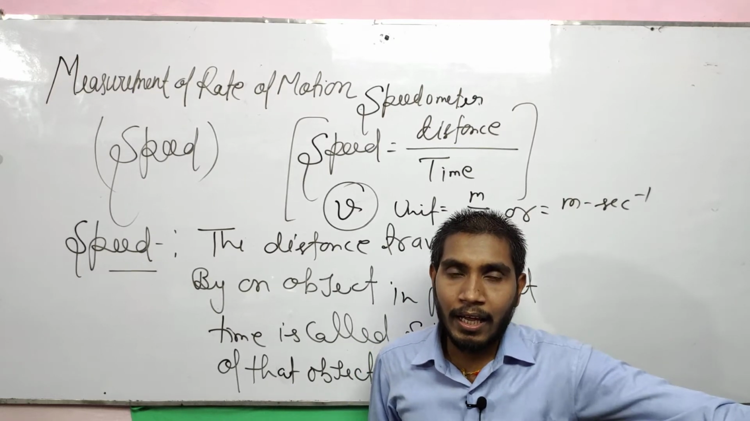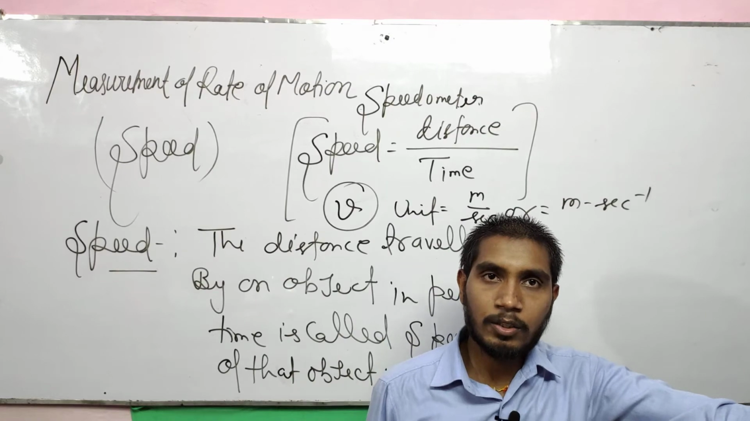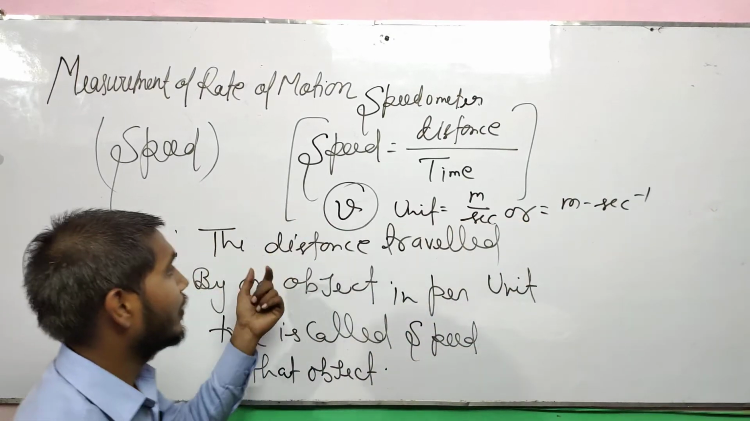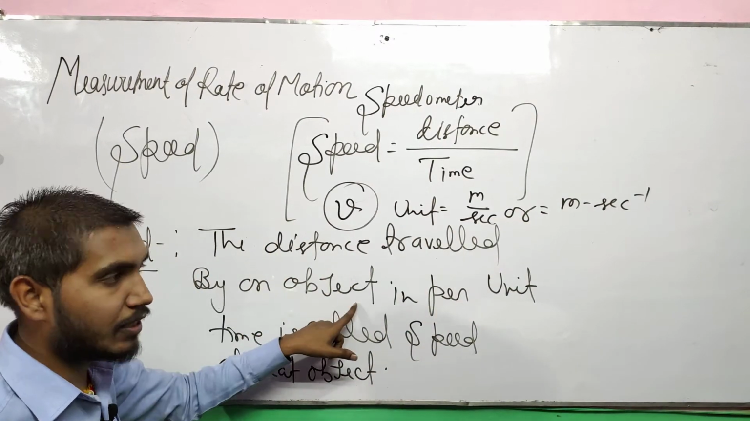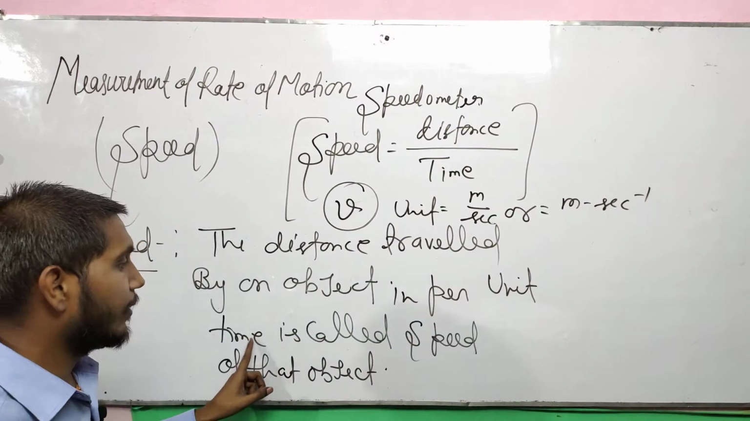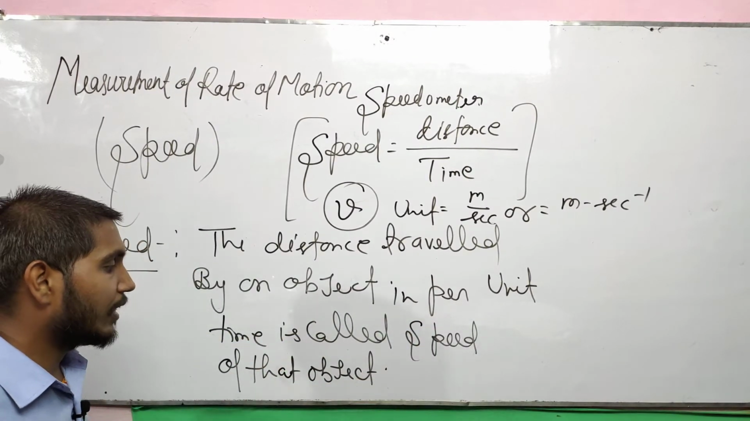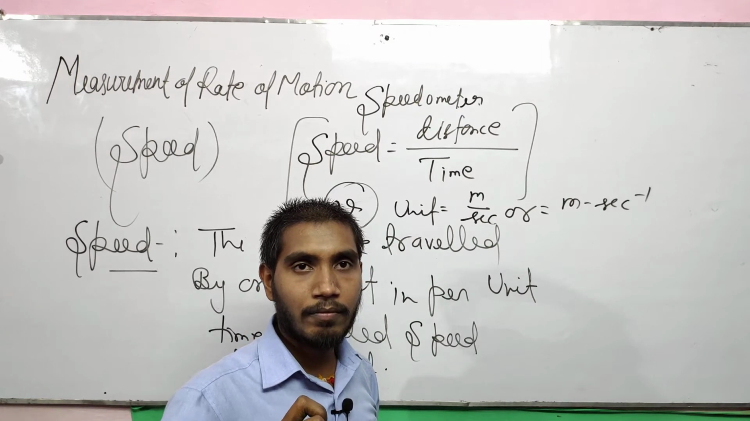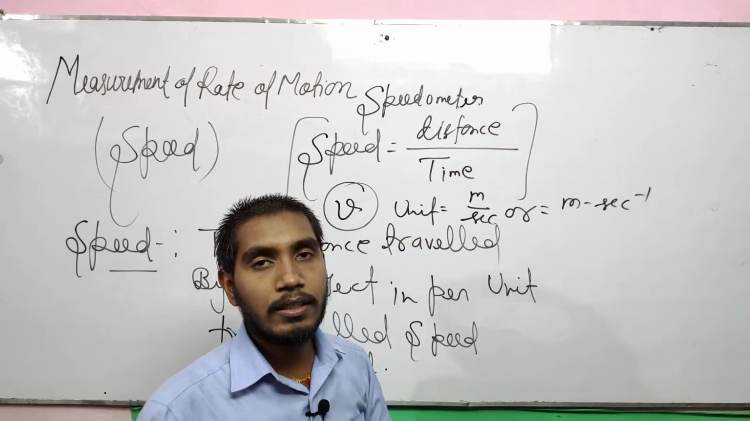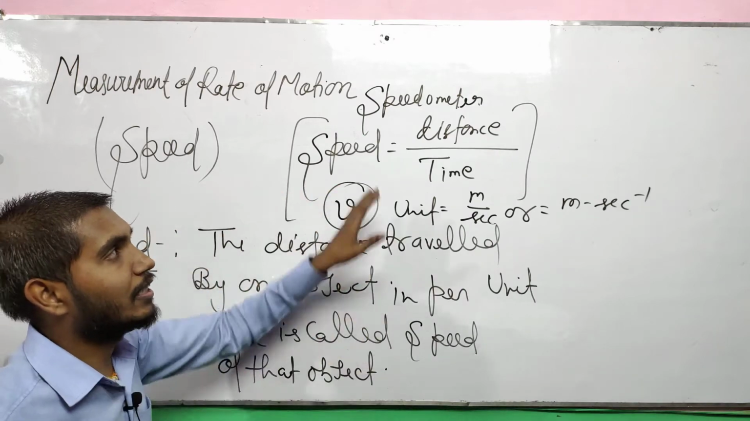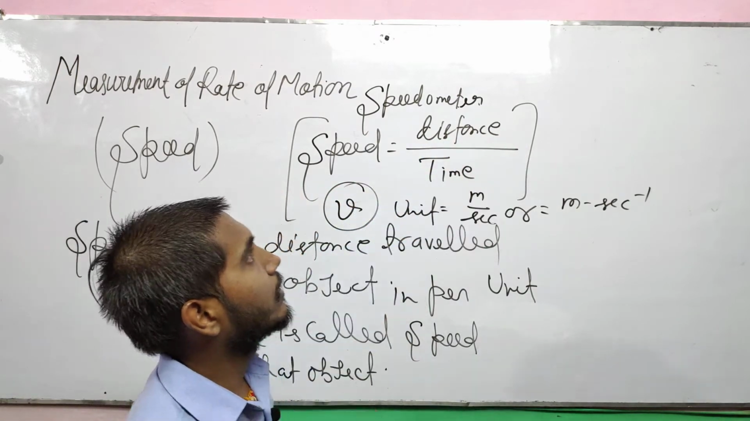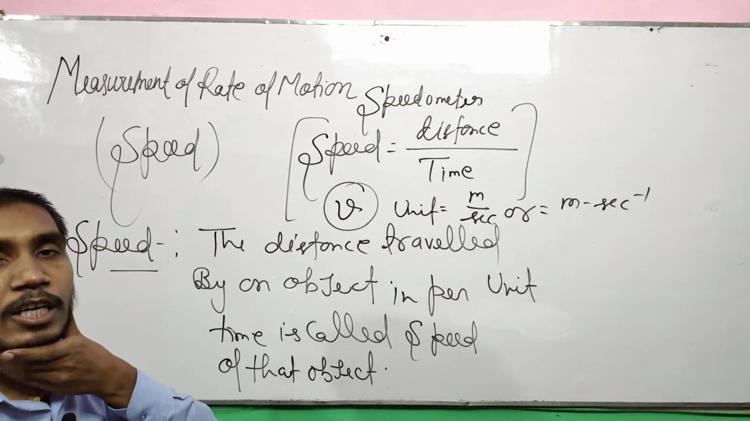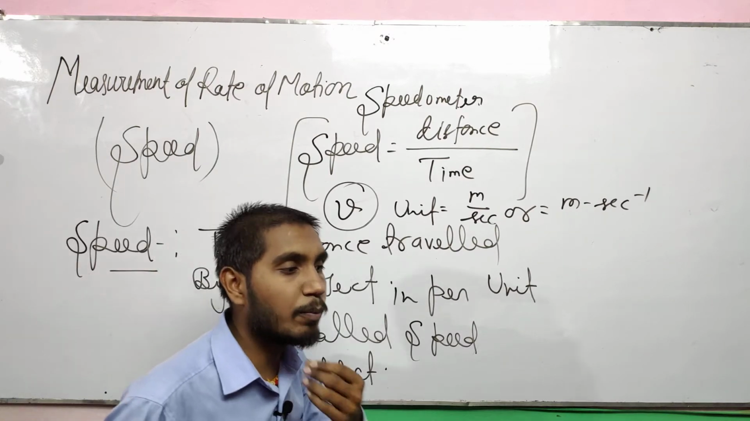Okay. So this is speed. The distance traveled by an object in per unit time is called speed of that object. In per unit time, the distance that I covered is called my speed. Speed is equal to distance upon time. That is measured in automobiles by the speedometer.